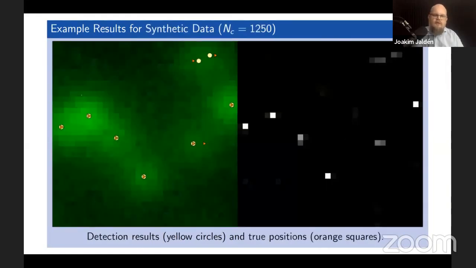And we can also look at the result of the optimization directly. So in this case, it's for synthetic data. So we have this green picture here, which is the original data. And the picture to the right here is the solution that's generated by the algorithm.